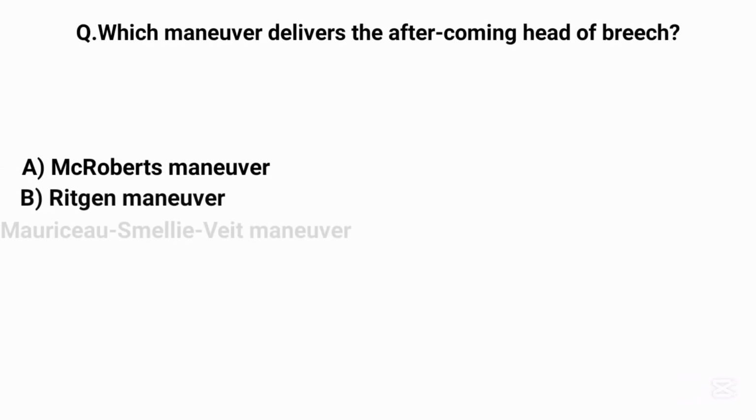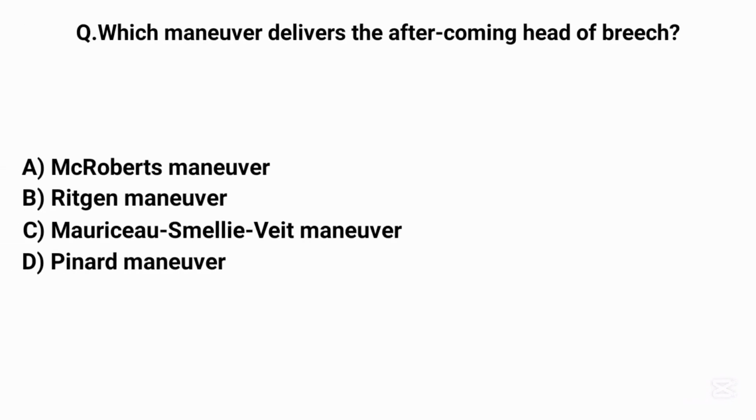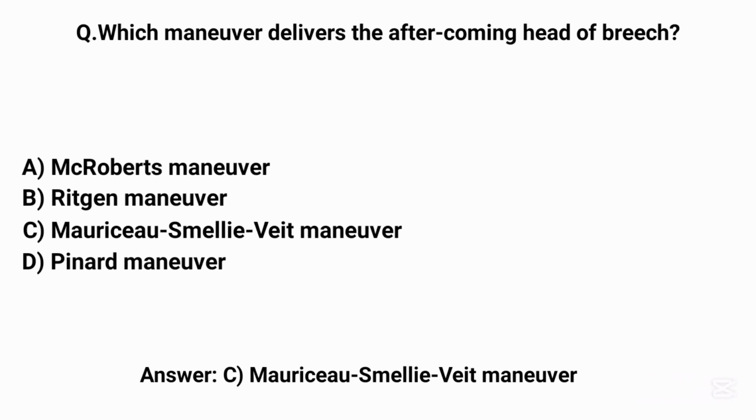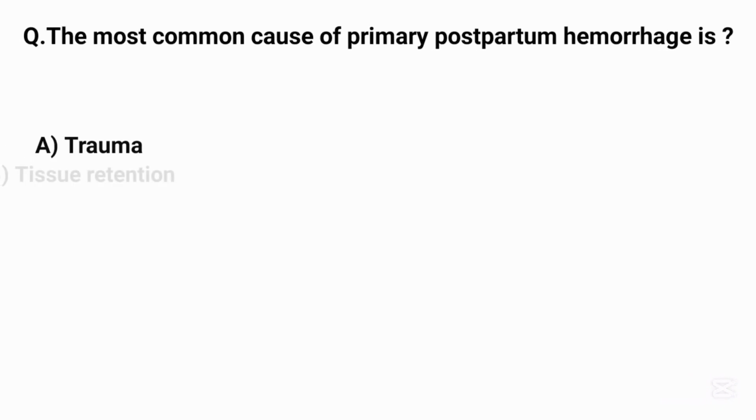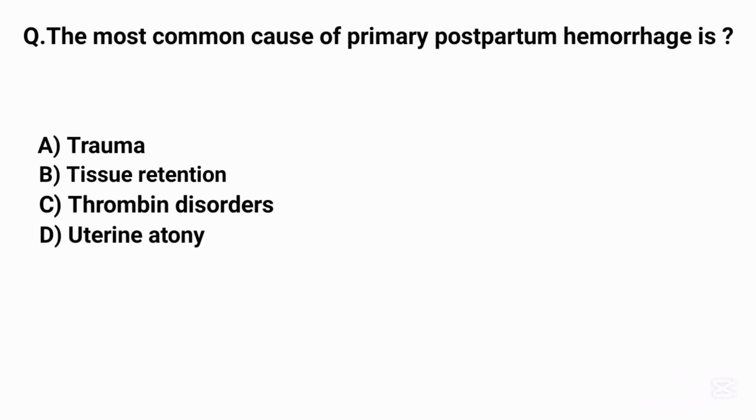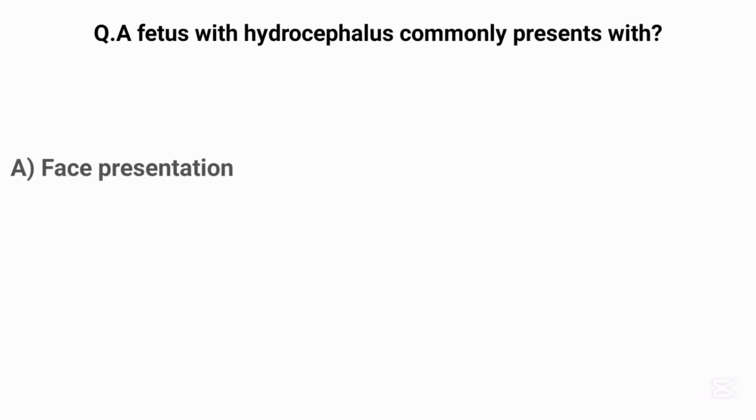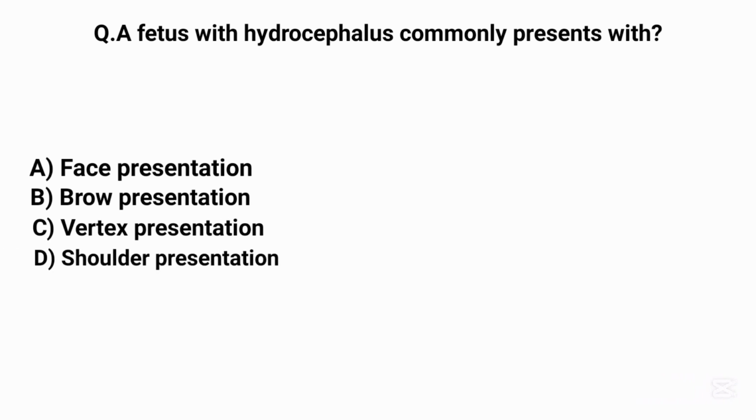Which maneuver delivers the aftercoming head of breech? Correct answer is option C, Mauriceau maneuver. The most common cause of primary postpartum hemorrhage is. Correct answer is option D, uterine atony. A fetus with hydrocephalus commonly presents with. Correct answer is option B, breech presentation.